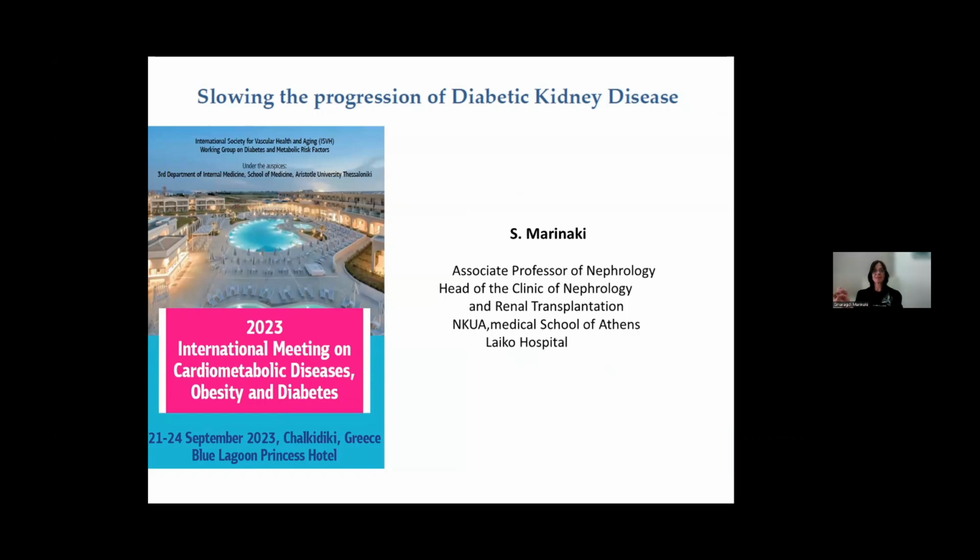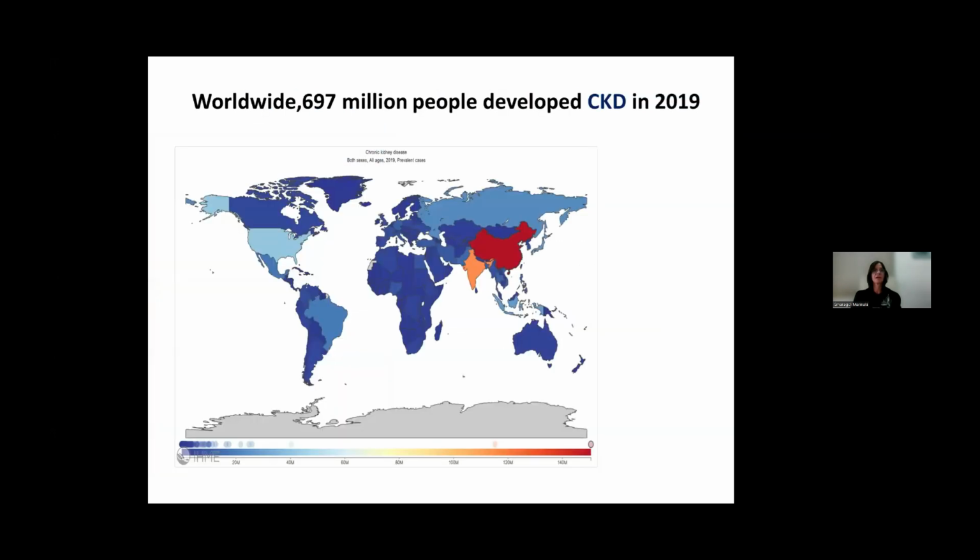Okay, so I will start. The title of the topic is, as Professor Yakopoulos said, slowing the progression of diabetic kidney disease. And at first, I would shortly present some data about the prevalence.